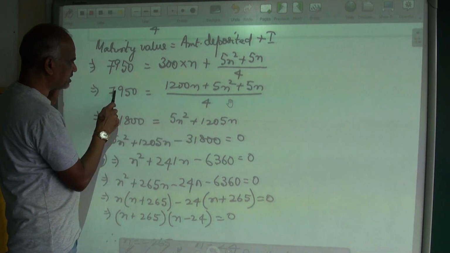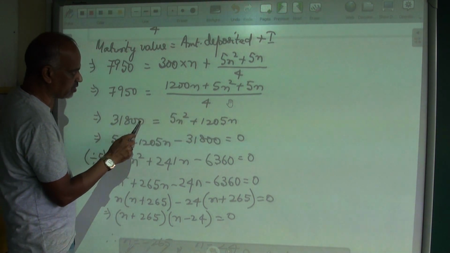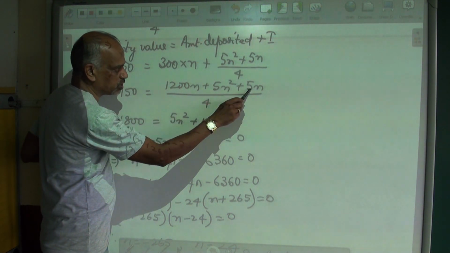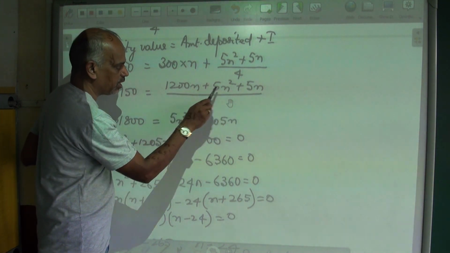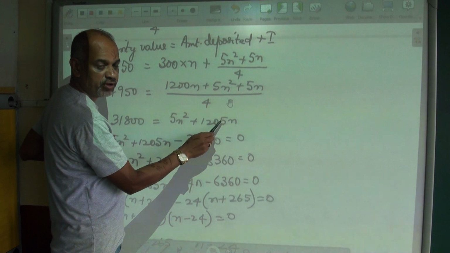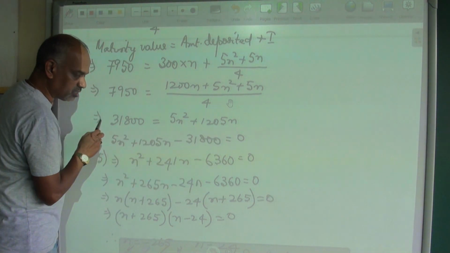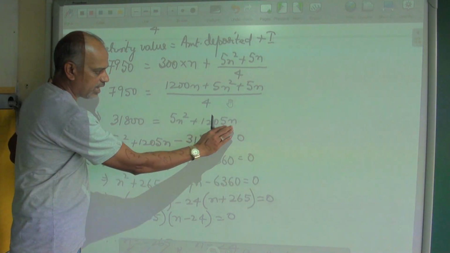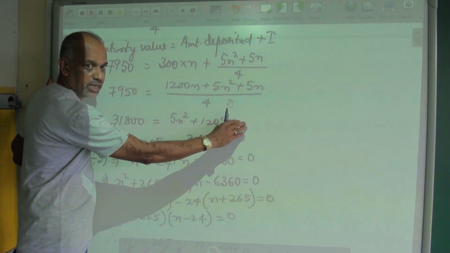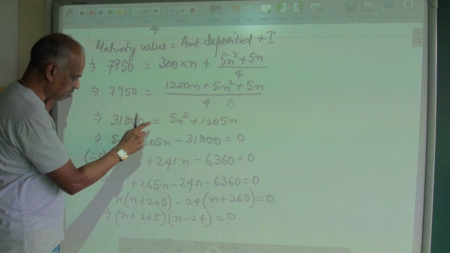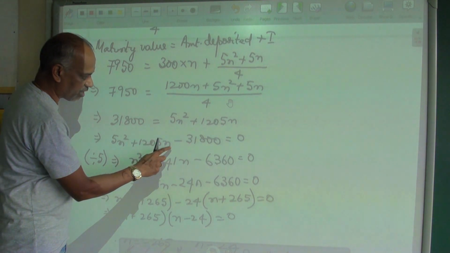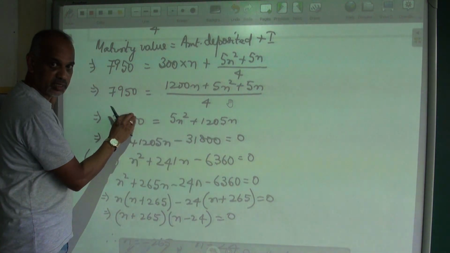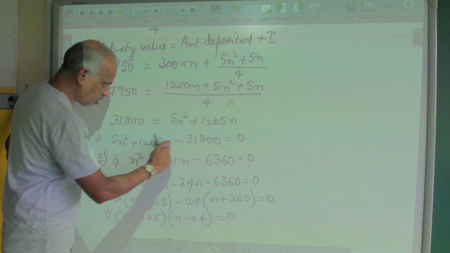Multiply this 4 with 7950, you will get 31800 is equal to 5n squared, and these two terms are like terms. 1200n plus 5n gives you 1205n. Now rearrange these terms to get a quadratic equation. N squared term should be first, n term is the second term, and this goes that side, becomes the third term. So first term is 5n squared plus 1205n, minus 31800 is equal to 0. So this is your quadratic equation.